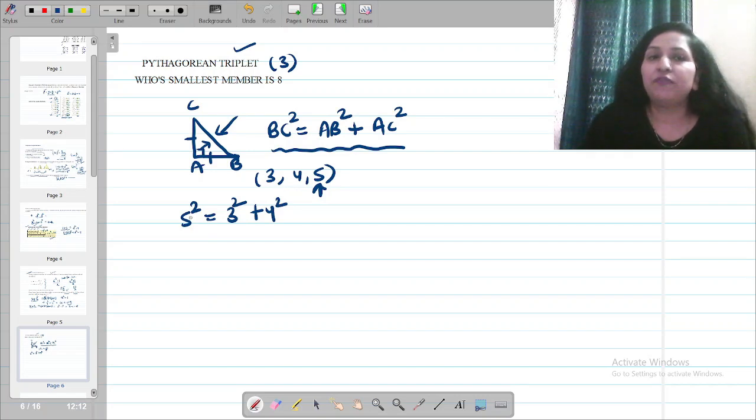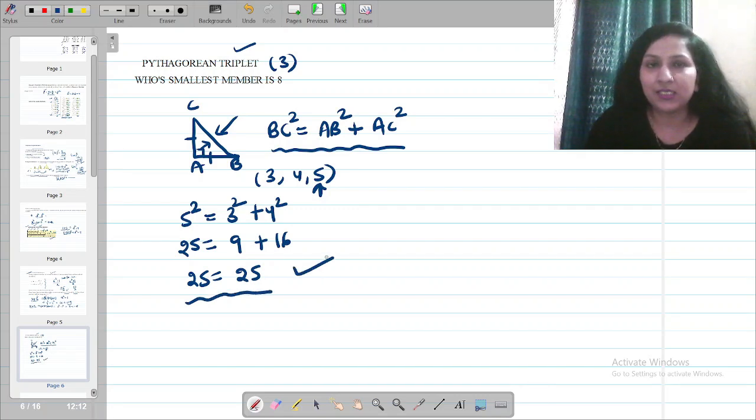3 and 4. So 5 square should be equal to the sum of 3 square and 4 square. 5 square is 25, 3 square is 9, and 4 square means 4 into 4, that is 16. 9 plus 16 is 25, and the left hand side is 25. Are we getting both sides equal? Yes. So your answer will be yes, it is a Pythagorean triplet. This is one category of question.